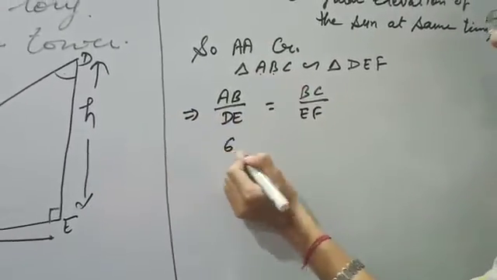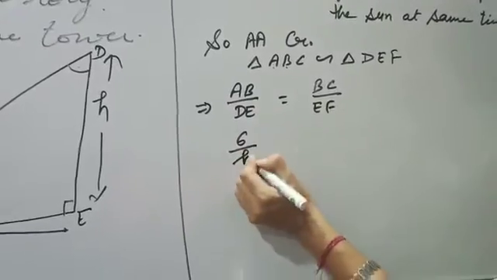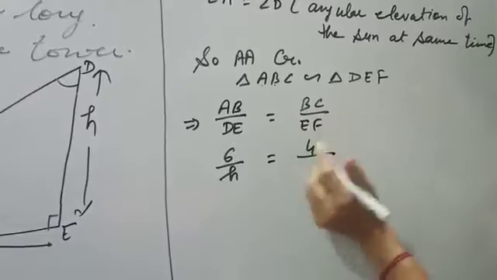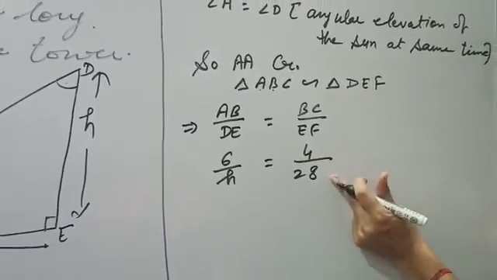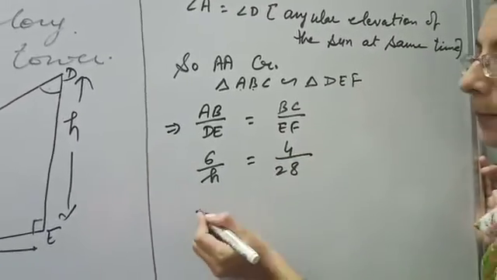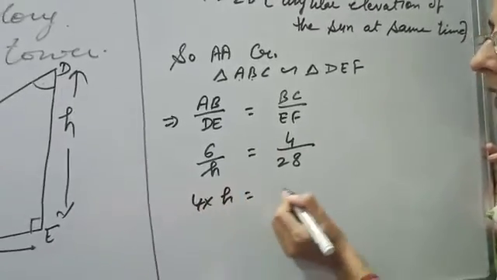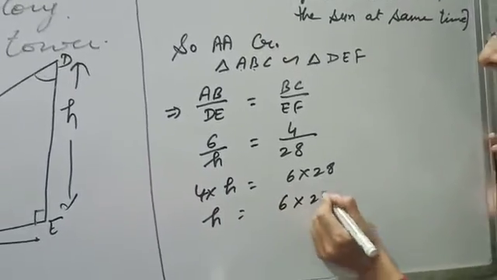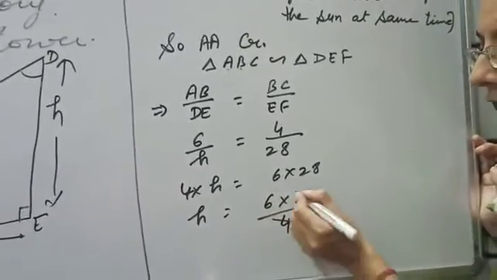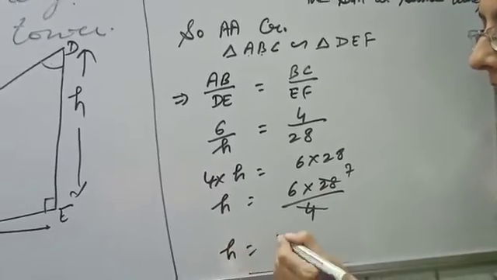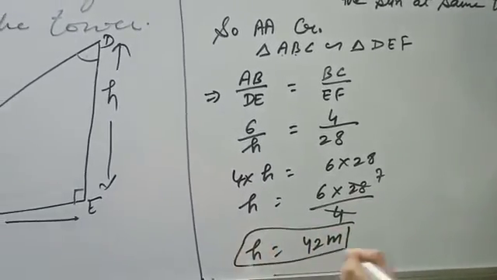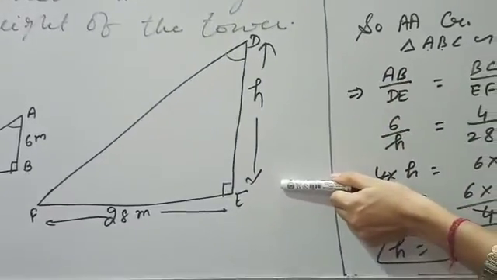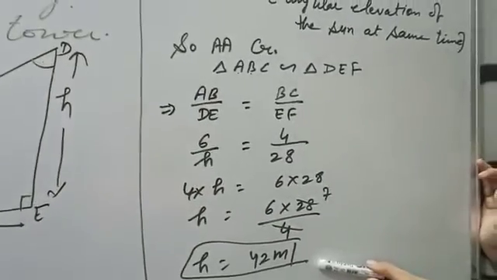Now AB is given as 6 meters and DE we have to find, which is the height of the tower, is equal to BC, given as 4, upon EF, the shadow of the tower, that is 28. By cross multiplying, 4 multiplied by H is equal to 6 multiplied by 28. Then H is equal to 6 into 28 upon 4. Four sevens are 28, so H is 42 meters. So finally we write in the diagram DE, the height of the tower, which we found to be 42 meters.